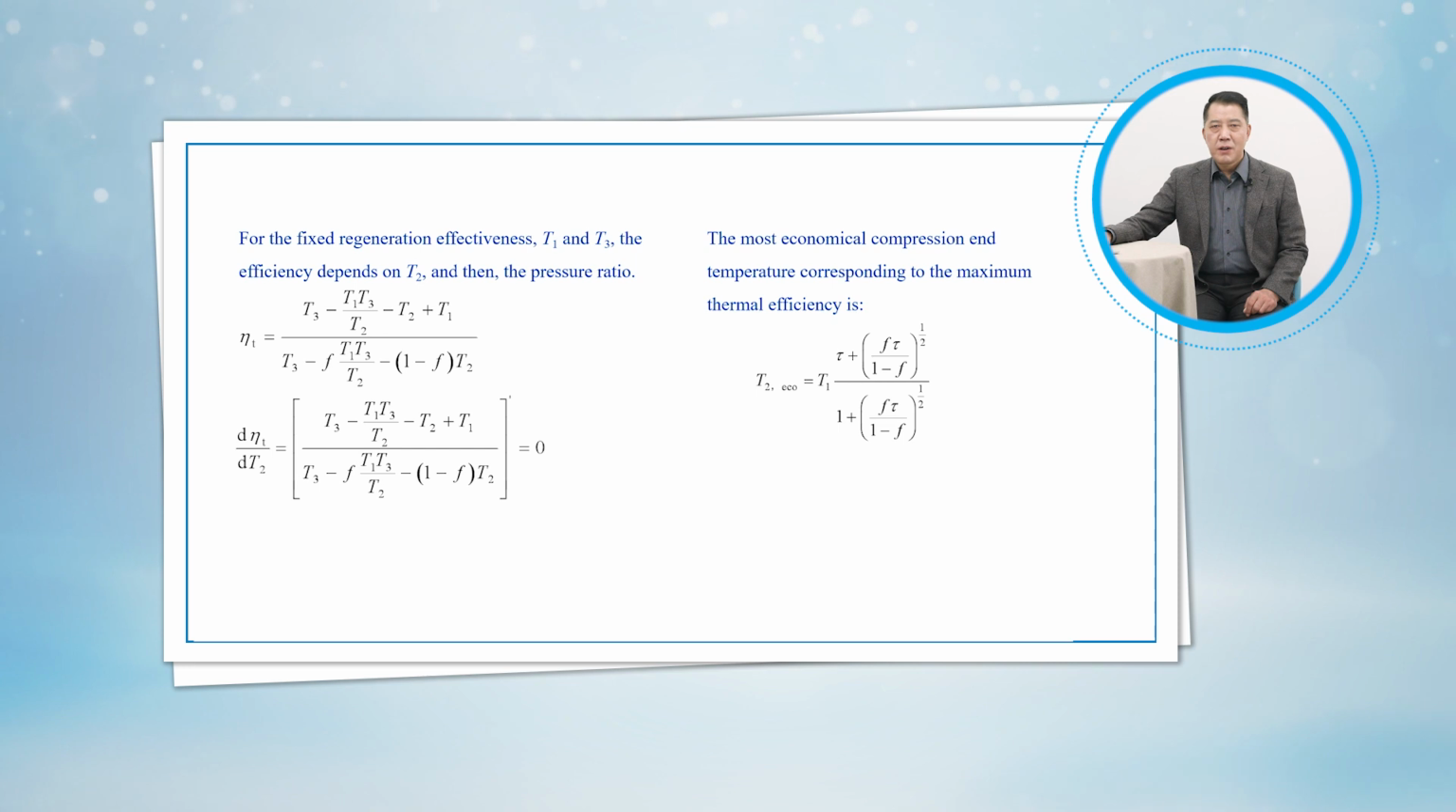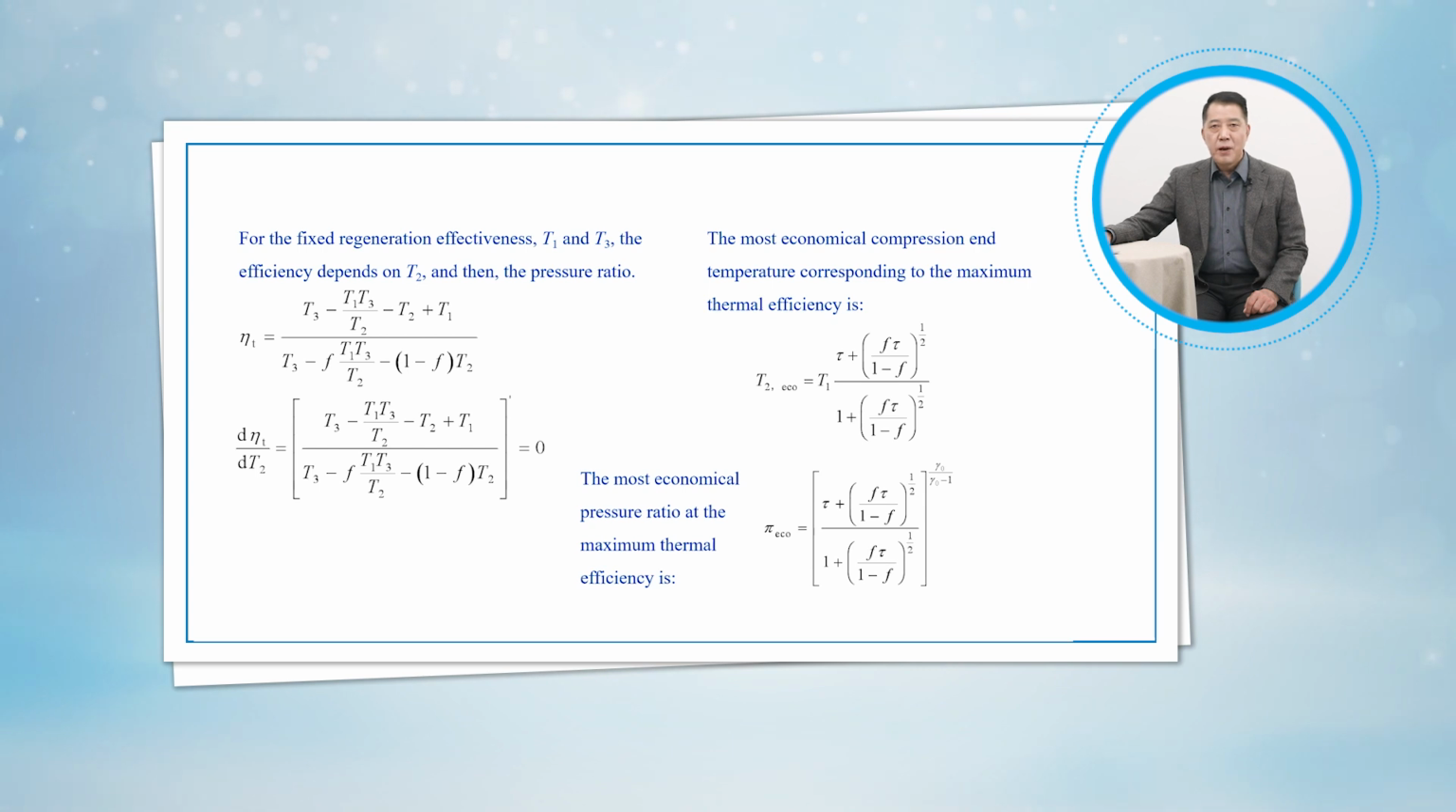Setting the first order derivative, which we just obtained, to 0, the most economic compression end temperature corresponding to the maximum thermal efficiency is. The most economical pressure ratio at the maximum thermal efficiency is. Under the cold air standard assumptions, we found the optimum pressure ratio depends on the regeneration effectiveness, T1 and T3.